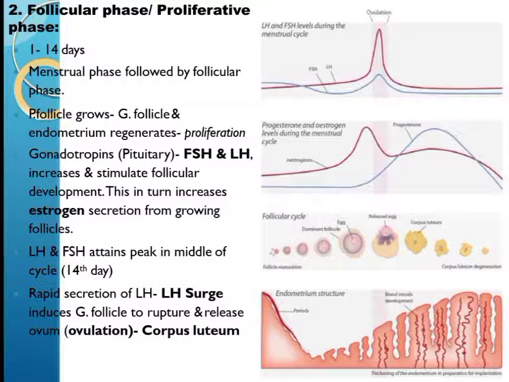The second phase is the follicular phase, which is also called the proliferative phase. It lasts for about 14 days and it involves different events.